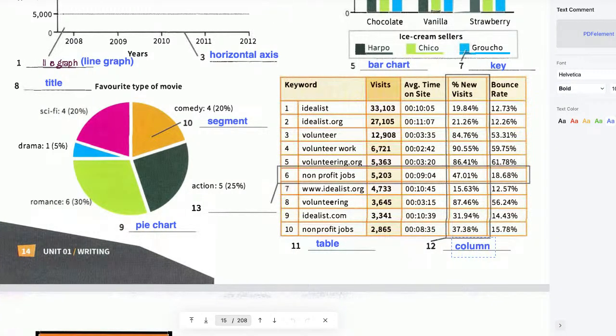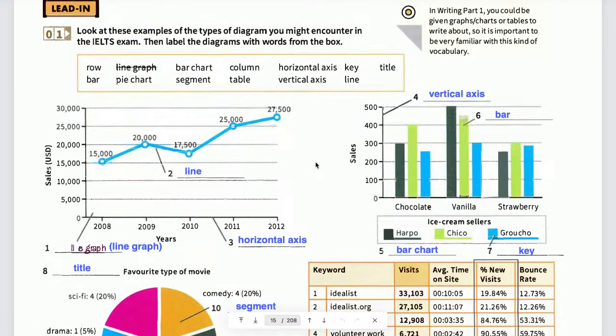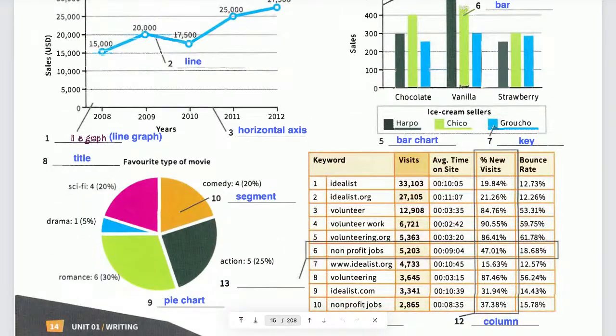All right. How about number 13? Okay, we see a row here, right? It is pointing to the whole row, not to one area or anything. We are pointing to the whole row. So how can we call it? Well, we call it row. Oh, okay. Yes.